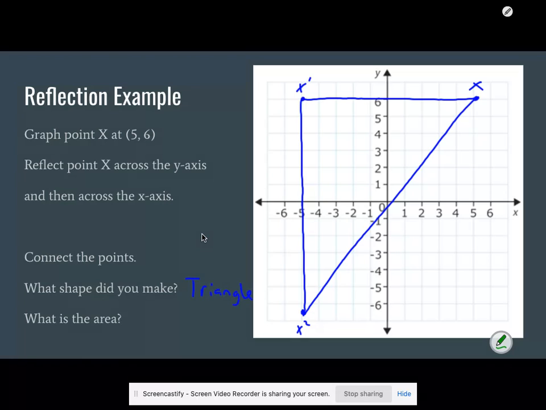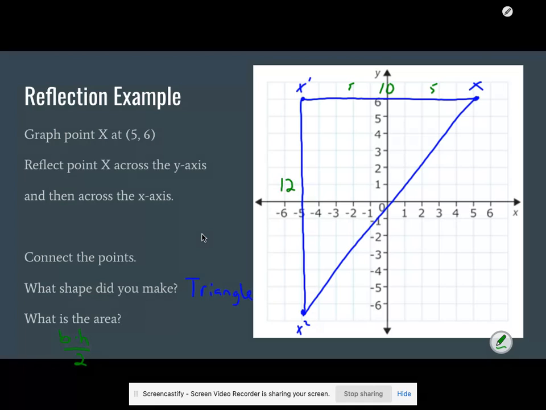And so area of a triangle is base times height divided by 2. So what is my base? Well, 1, 2, 3, 4, 5, 6. It's 5 to here, and then 5 to here. So it's 10 total boxes. Then I have 6 up and 6 down, so that's 12.